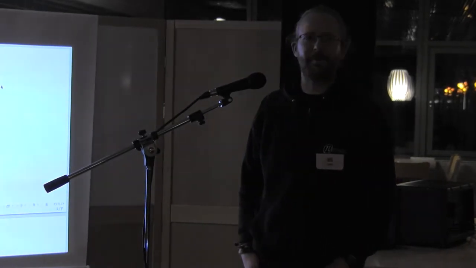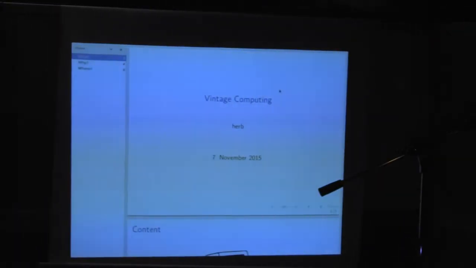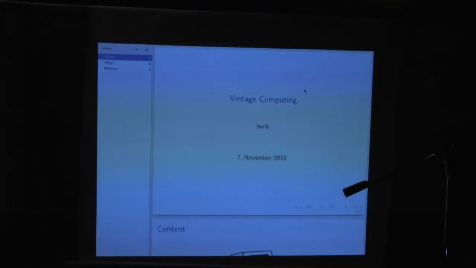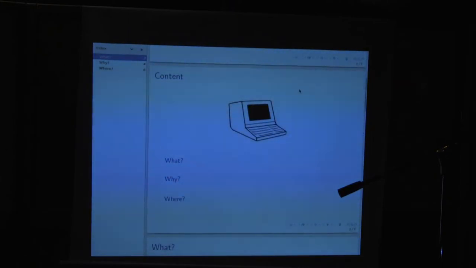Here to talk a bit about one of my hobbies. I'm interested in vintage computing, and I'll start with a short overview. First, the questions: what is vintage computing? Why should you do it? And where can people who are also interested meet? The where part is unfortunately primarily focused on Romania because I moved to Sweden quite recently, but if anyone can point out interesting conventions for vintage computing in Sweden, I would be happy. But more about that later.